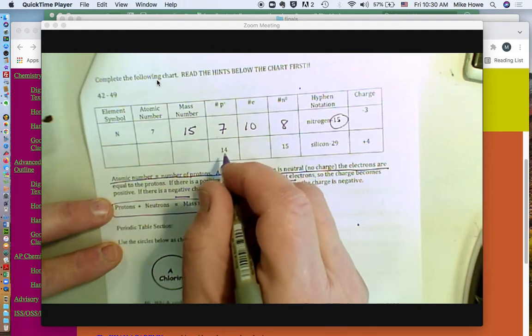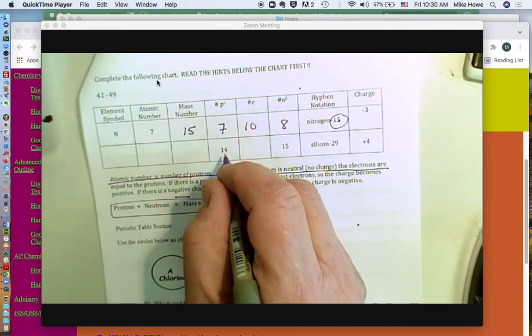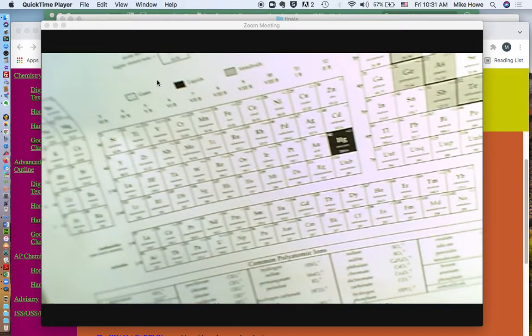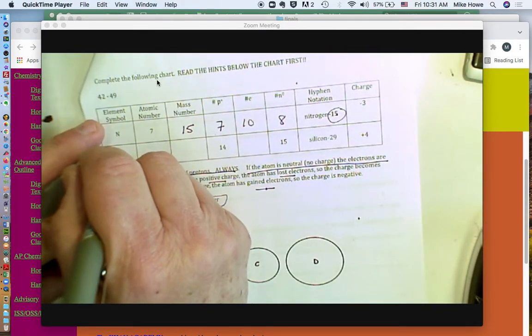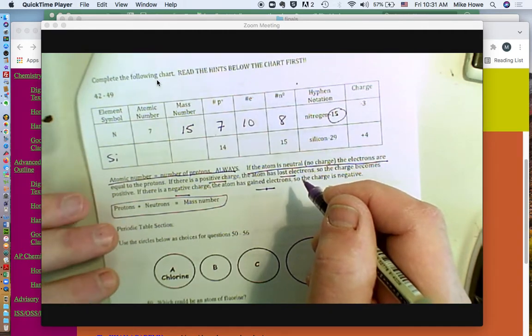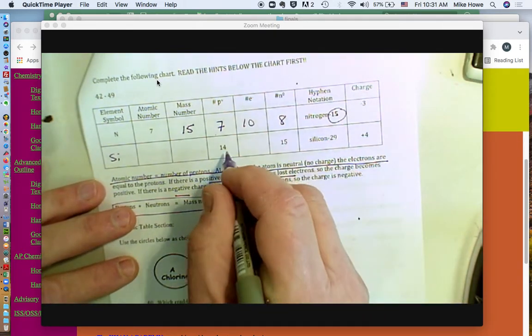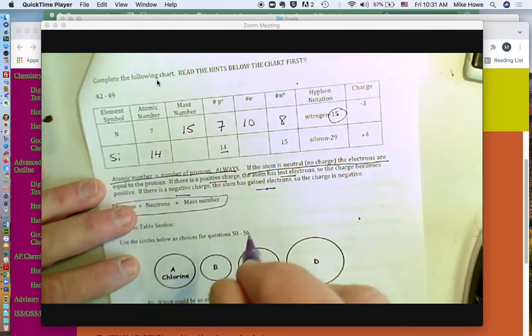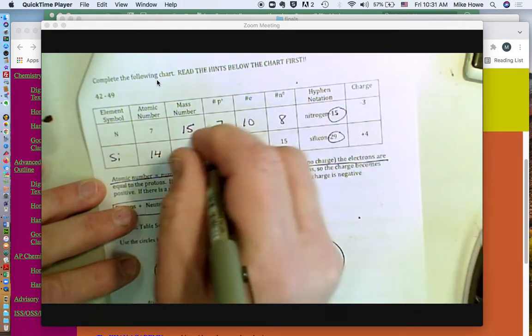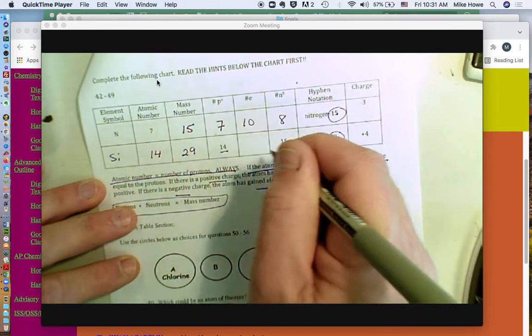On the next one, you have 14 protons. 14 protons is the element silicon, and you already know that because it tells you here. So you put Si, which is your symbol. The atomic number of silicon we know because it says there's 14 protons here, so that has to be 14. The mass number of silicon is this number right here, so that has to be 29.